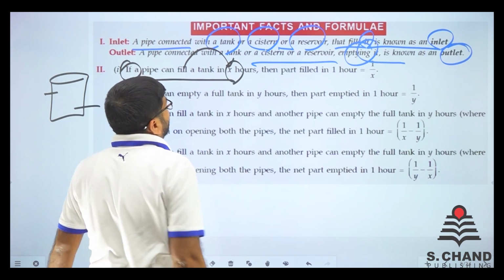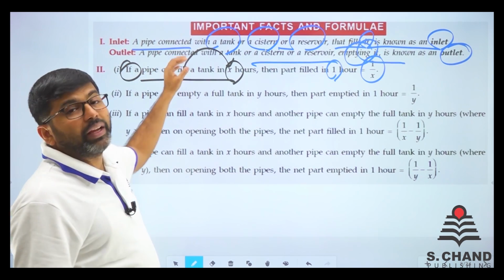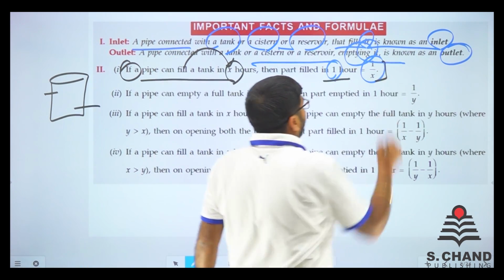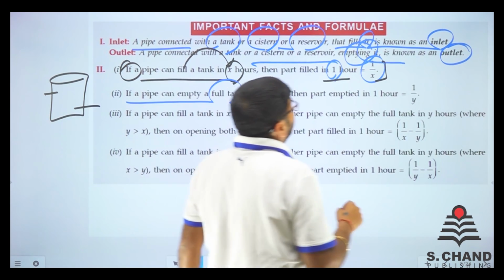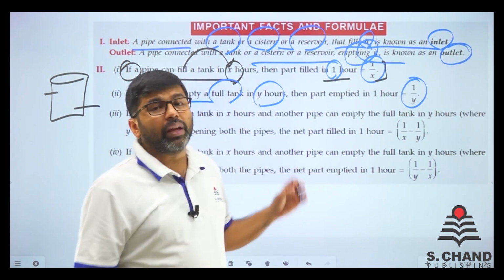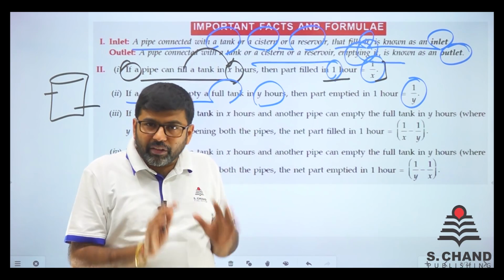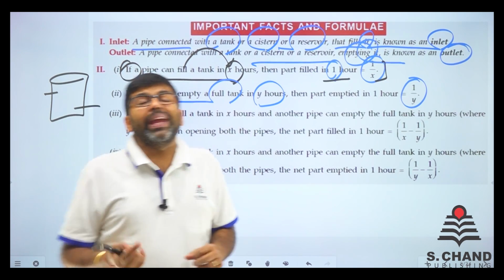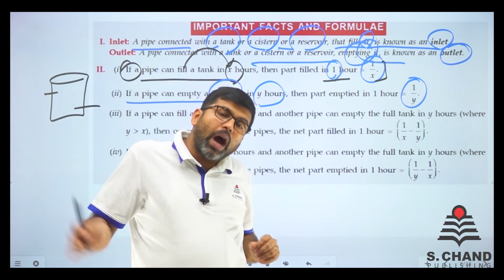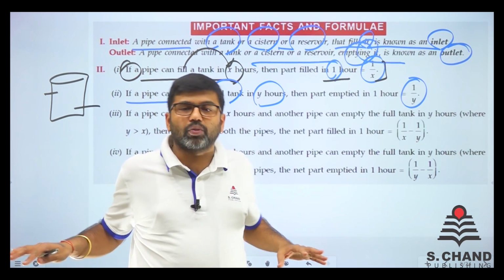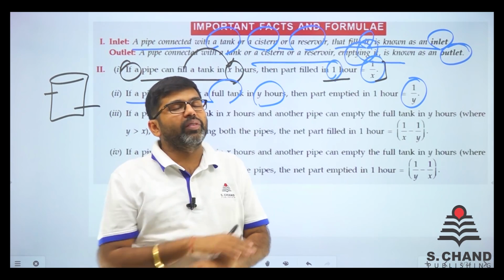Now, the second part says, if a pipe can fill a tank in X hours, then the part filled in 1 hour is 1 by X. If a pipe can empty a full tank in Y hours, the part emptied in 1 hour is 1 by Y. Similarly, say we fill a tank in 5 hours. So how much in 1 hour? 1 by 5. In the similar manner, if we empty in 5 hours, that is, the whole tank is completely empty in 5 hours, then 1 hour is 1 by 5, 2 hours 2 by 5, 3 by 5, 4 by 5, 5 by 5. 5 by 5 is 1.